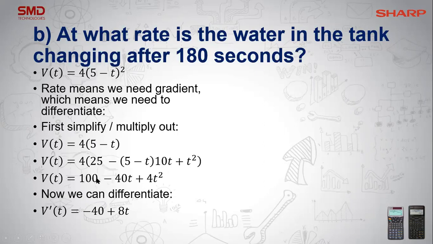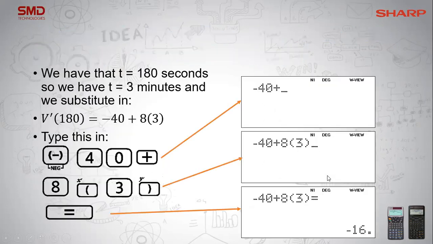So the derivative of 100 is 0. The derivative of negative 40t is negative 40 times 1, which is negative 40. And plus 4t squared would be 2t times 4, which is 8t. And now that we have our derivative, I see I need to change that as well. We've got t is 180 seconds, but it's told us in the original question that it's measured in minutes. So we need to change that 180 into minutes by dividing by 60, and that gives us 3.